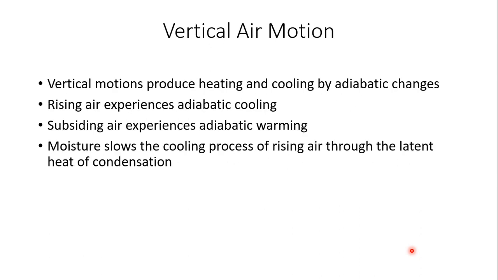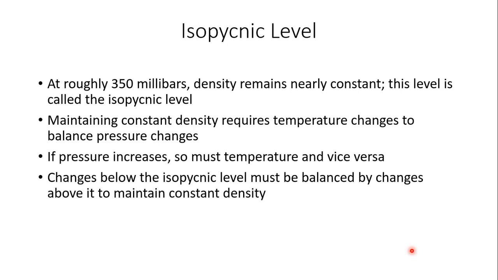All right, so that was a quick introduction to the isopycnic level. So we talk about level of non-divergence. We talk about the changeover from convergence to divergence between the low levels and the upper levels of the atmosphere. Just wanted to quickly introduce you to isopycnic level, level of constant density, and the fact that pressure changes must occur along with temperature changes both above and below this level in order to maintain that constant density.